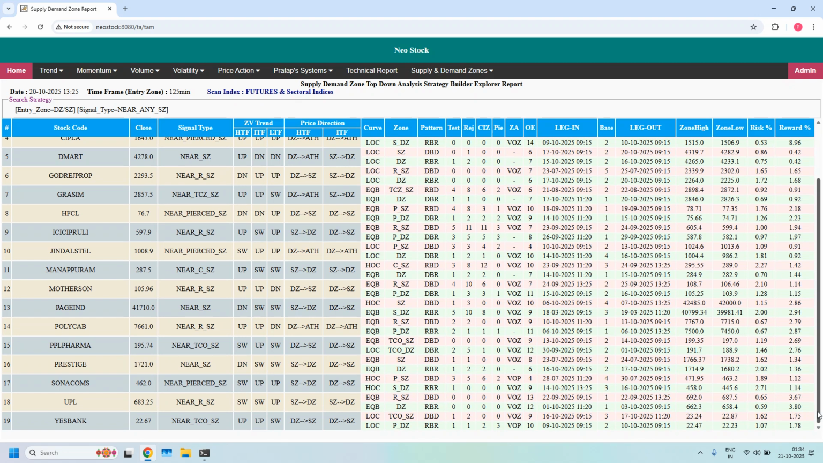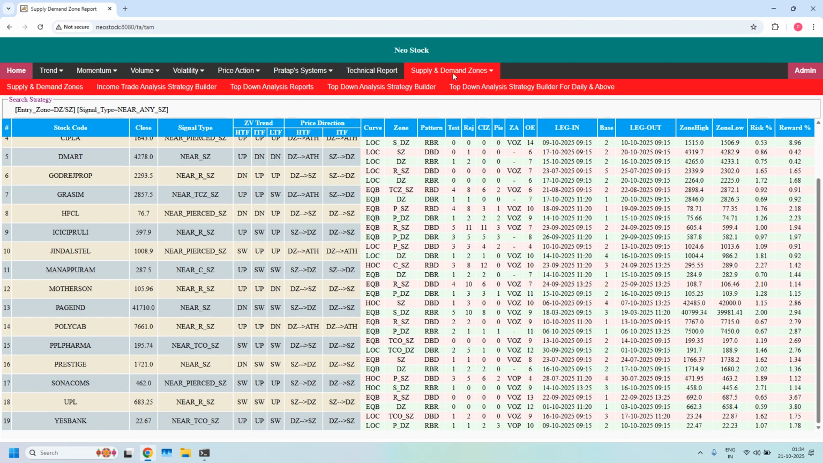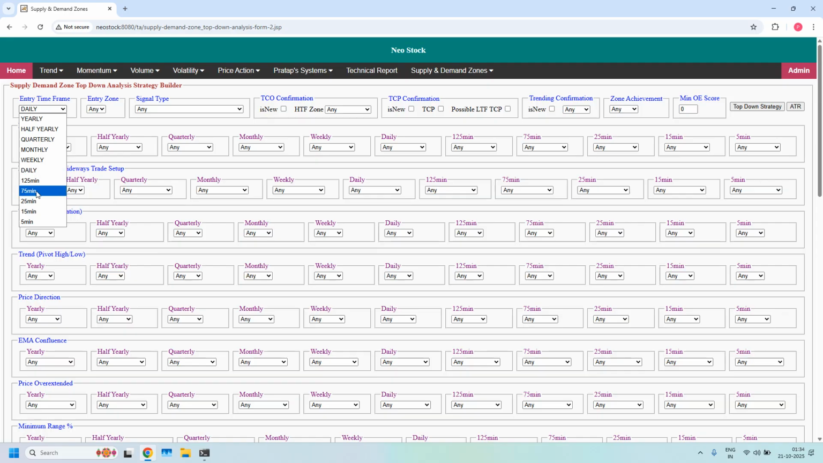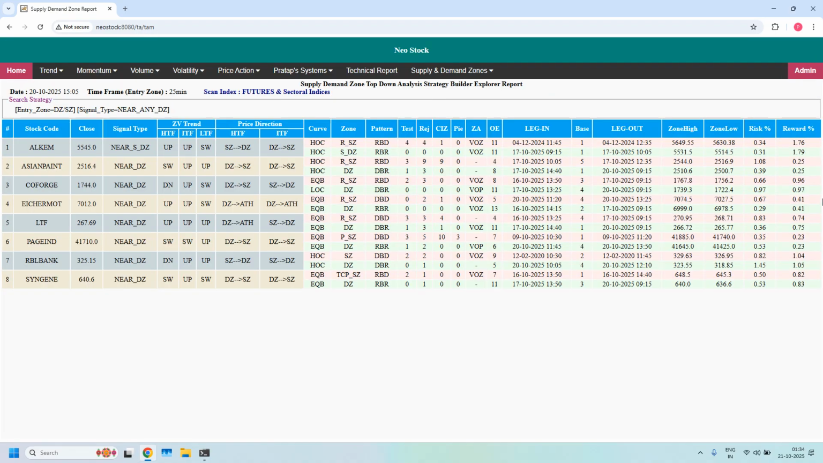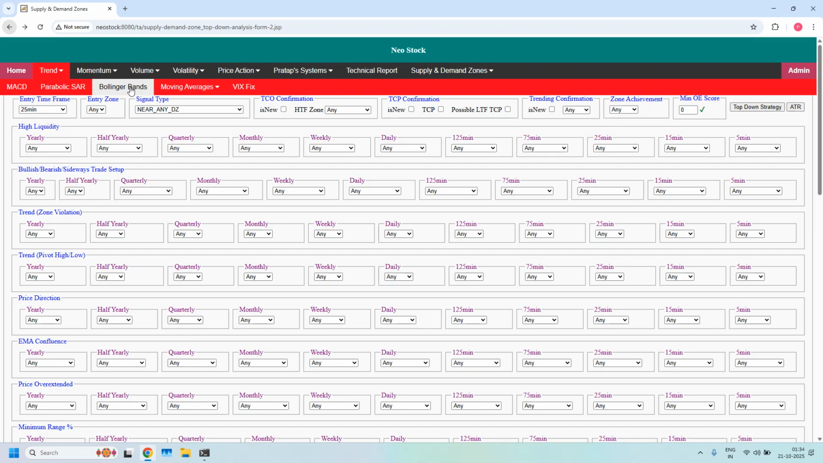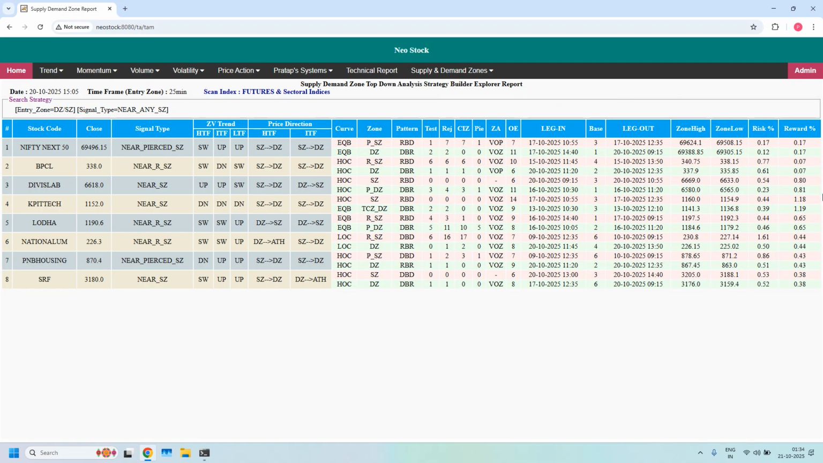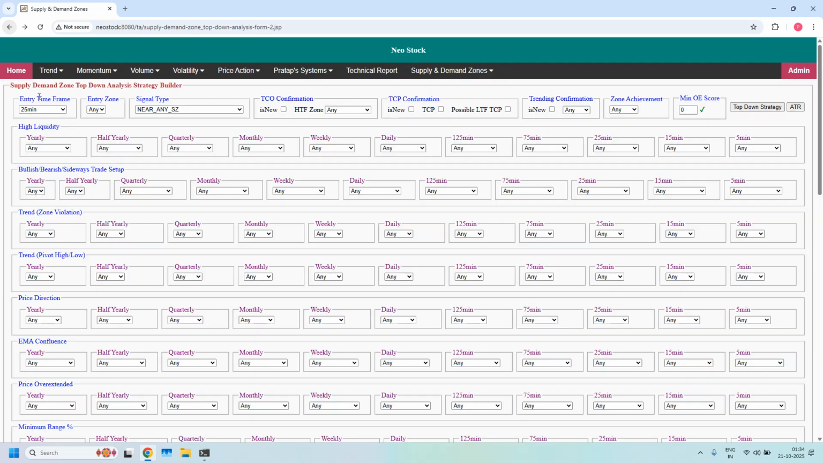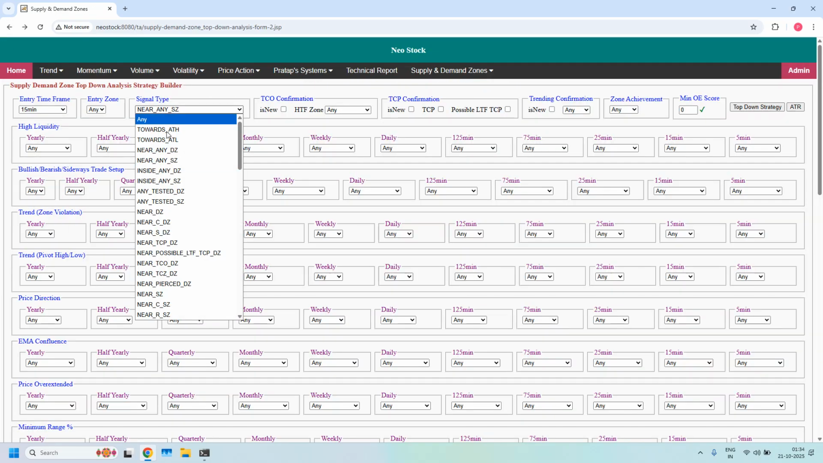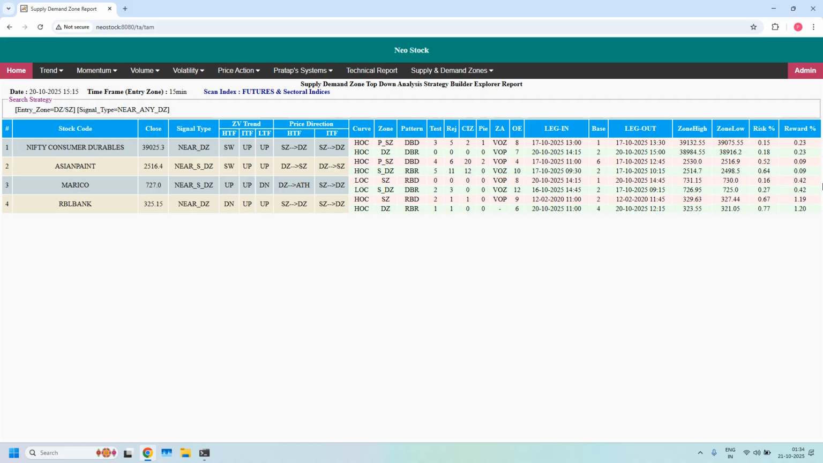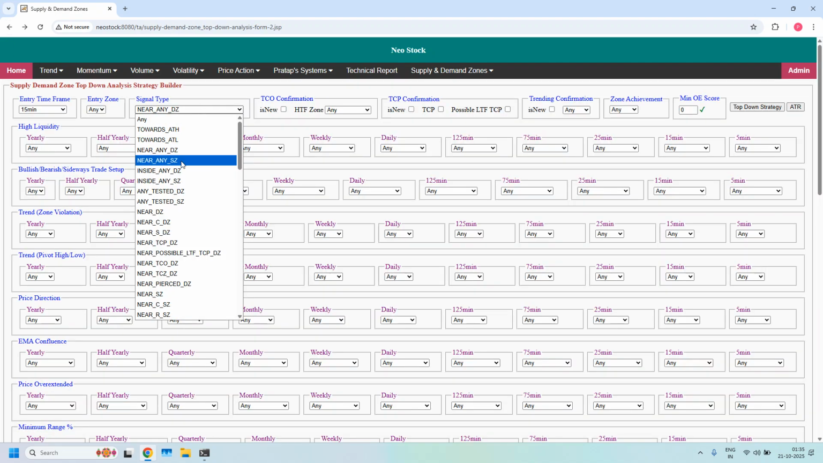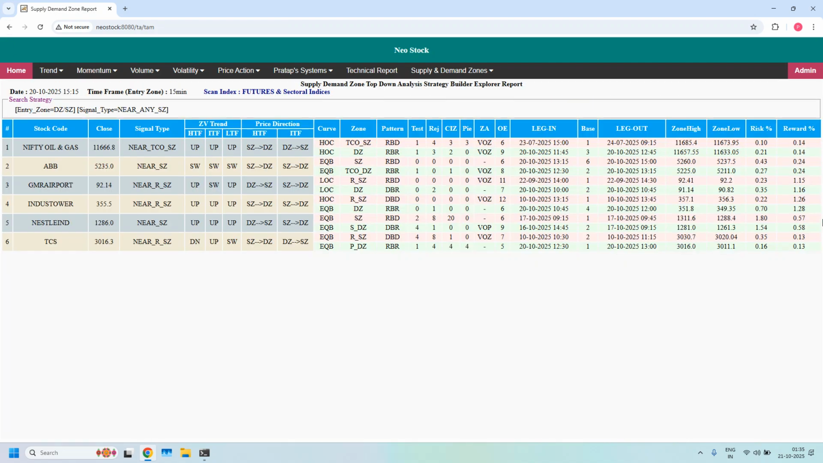Next time frame, 75 minutes, was already generated in the beginning of the report. So the next time frame is 25 minutes. Stocks near the 25 minutes demand zone. We got 8 stocks. Next, stocks near the 25-minute supply zone, we got 8 stocks. Next time frame is 15 minutes. Stocks near the 15 minutes demand zone, we got 4 stocks. Next, stocks near the 15-minute supply zone, we got 6 stocks.